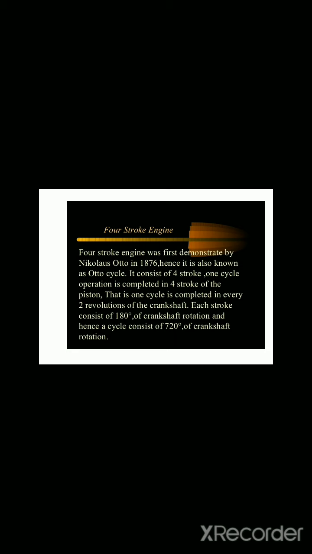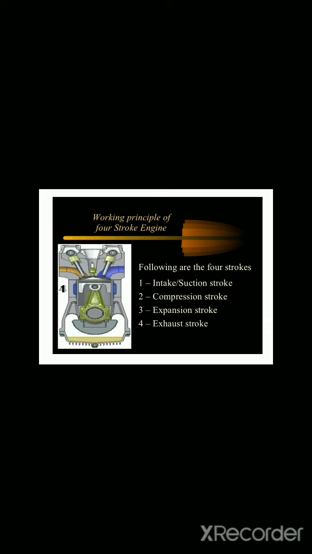It consists of four strokes. One cycle operation is completed in four strokes of the piston. That is, one cycle is completed in every two revolutions of the crankshaft. Each stroke consists of 180 degrees of crankshaft rotation, and hence a cycle consists of 720 degrees of crankshaft rotation.